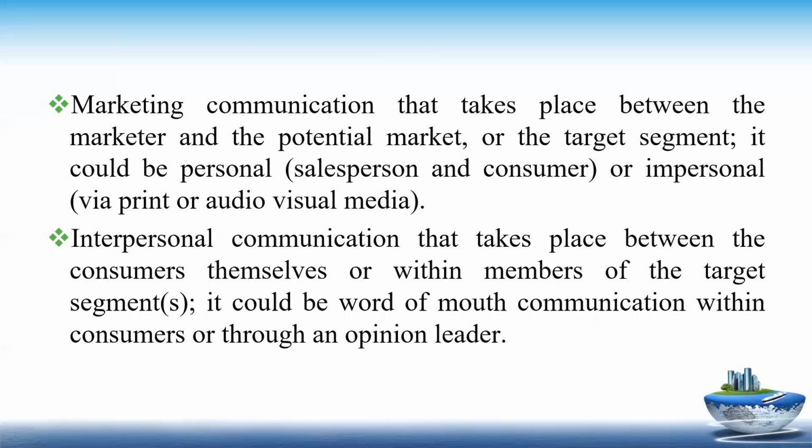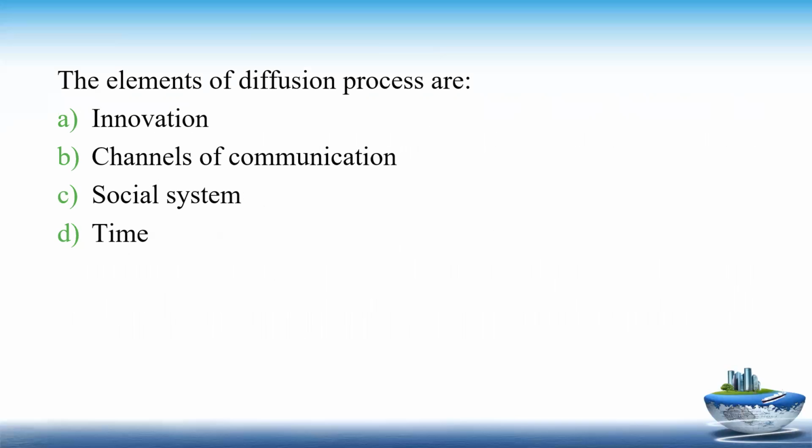So diffusion of innovation is all about how the innovation is spreading and how it is assimilated within a market. The entire process is diffusion of innovation. The main elements of diffusion of innovation are innovation, channels of communication, social system, and time.